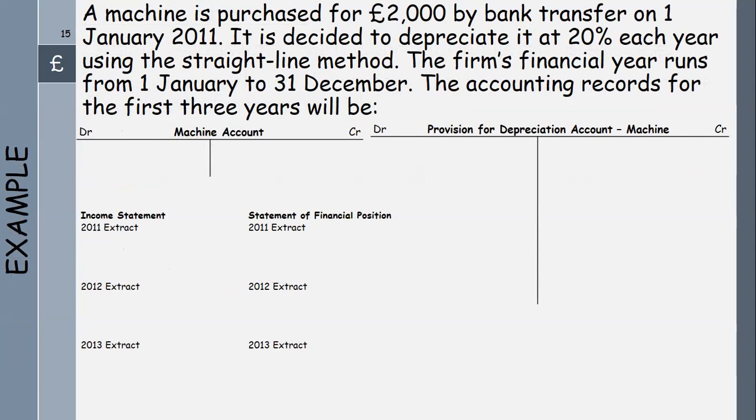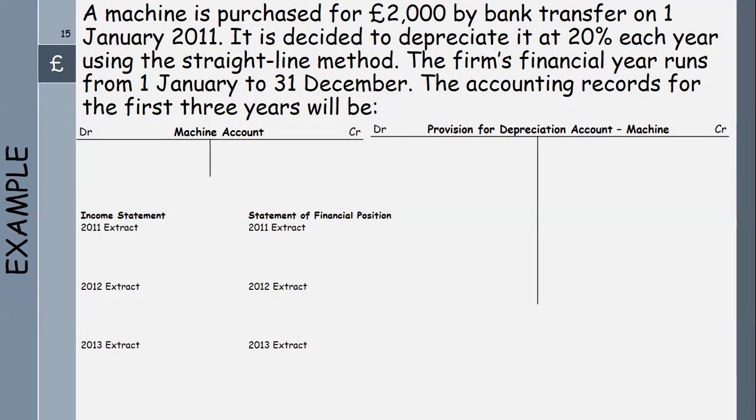Now my animation skills aren't very good here, so you just want to see all the answers all at once. But if you think about it, when you purchase something for £2,000, the machine account will increase. So it'll be a debit, that's an asset. So on the debit side, you would put bank £2,000 on the 1st of Jan. Then at the end of that year, you depreciate it by 20%. So 20% would be 400. So you put £400 on the credit side of the provision for depreciation.